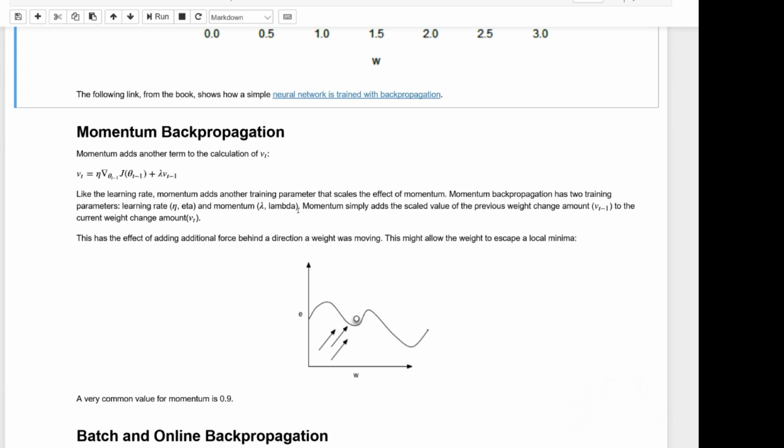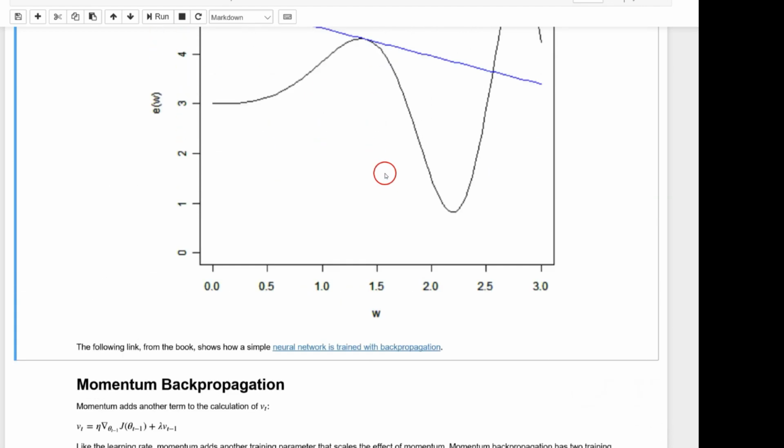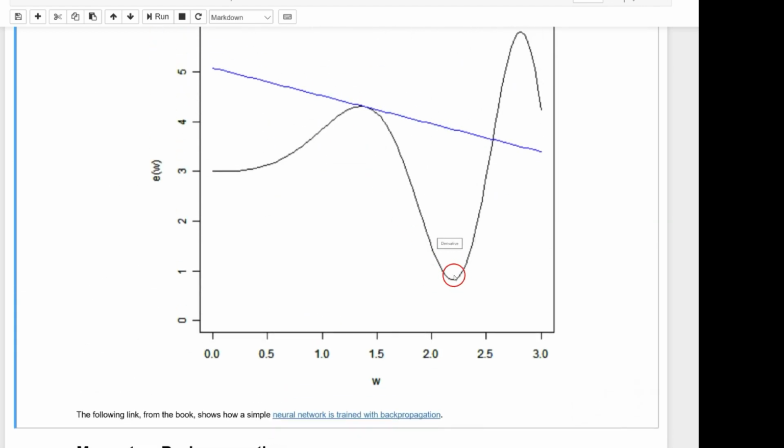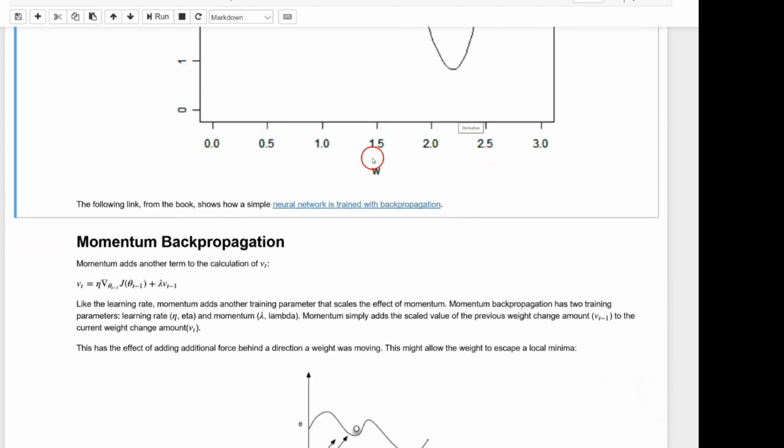Next is momentum backpropagation. Momentum is something that was added to backpropagation to prevent it from settling into a local minima. So a local minima could be right here. It might be that further over here there'd be an even more optimal value, but once the weight gets settled into here, it's really hard for it to push its way completely out of that valley and continue on training.